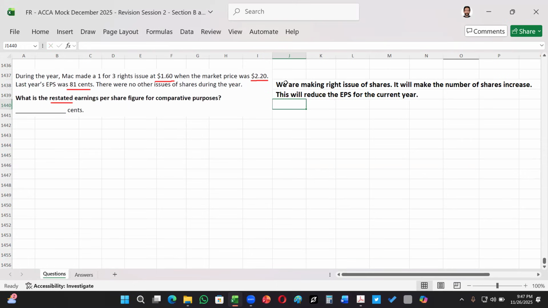Yes, students, are you with me? When we issue new shares at a lower value, obviously the number of shares increases, but we're not able to raise as much money. So there is going to be some dilutive effect. The value is going to go down. So that is going to reduce the EPS. So what is going to be the reaction of the shareholders?